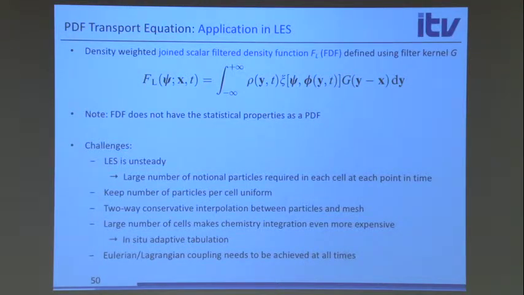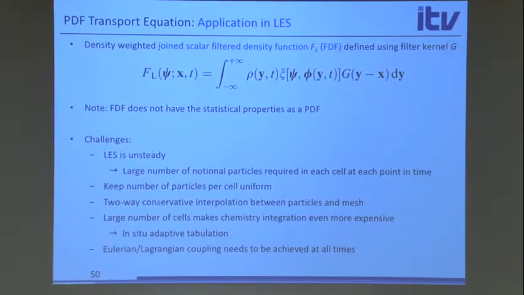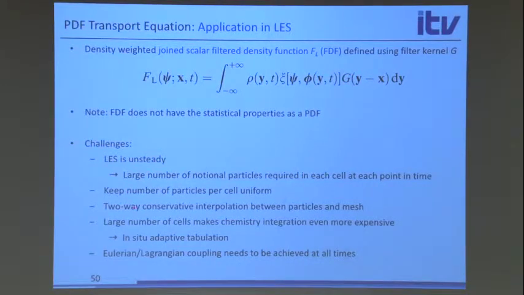So that's what I just said. LES is unsteady, so one needs to have a large number of notional particles. And in LES also, one of the issues is that now you have these particles, but at the same time you need to evaluate the mean density in a cell. So one always needs to interpolate, and the particles move with a velocity that's computed in a cell. So one always needs to interpolate back and forth between the particles and the Eulerian mesh.